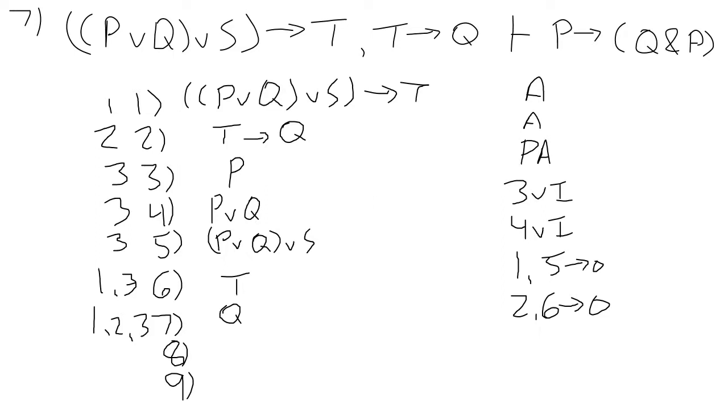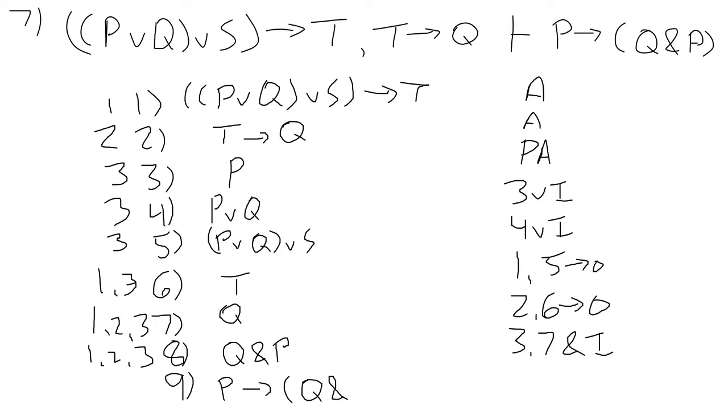Now we just need to put our Q and P together from 3 and 7, ampersand in, 2 and 3. Then we just need to do our conditional in, like so. Our PA is at 3, our consequent is at 8, doing arrow in, we got 1, 2, and 3. So we will cut out this 3 because we did arrow in, we drop out the PA. So that is problem 7.